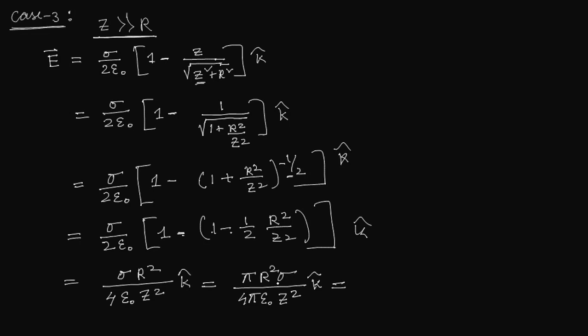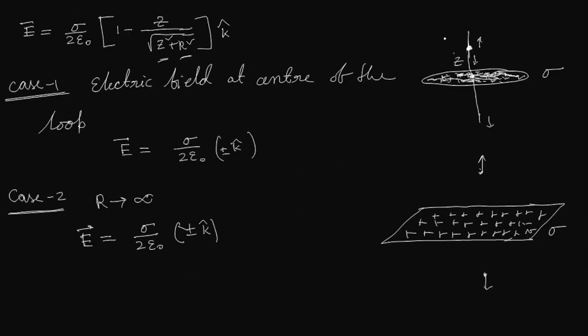So now if sigma is uniform, then pi r square into sigma will give you the total charge on the disk. So we can write Q divided by 4 pi epsilon naught z square into k cap. If you look at this charge distribution on the axis, at a large distance compared to the radius of this loop, then the whole charge distribution will appear as a point charge, and it will seem like this whole charge is seated at the center of this loop.